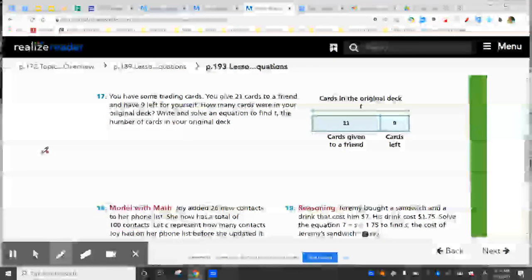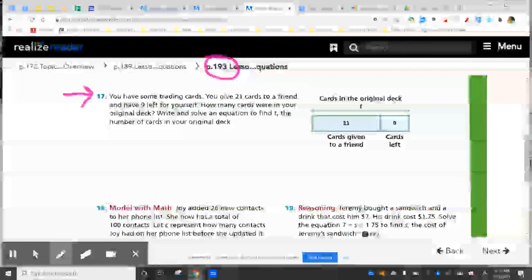This is Mrs. Bowman. I would like you in your book on page 193. We're going to take a look at just a couple word problems. We have done a lot of equation solving, but what we're working on next is writing the equation. So let's take a look at question 17.